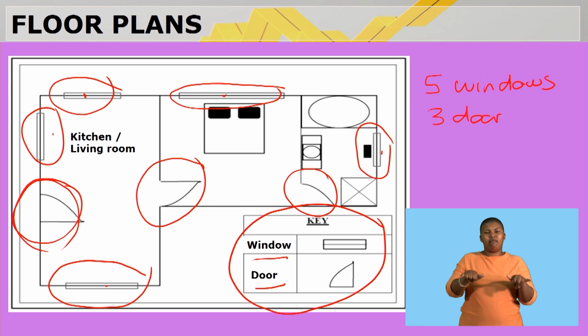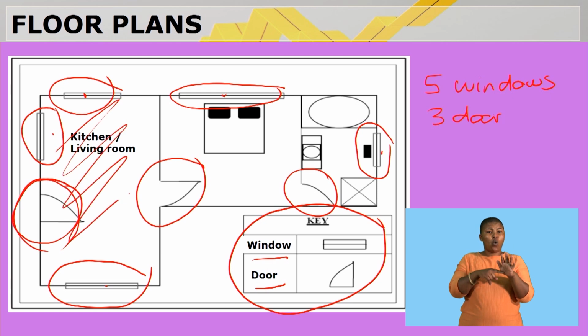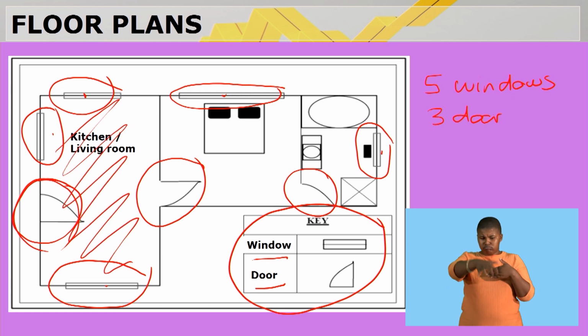And then what is this floor plan showing us? It is showing an open plan kitchen and living room, 1 bedroom, and then this is an ensuite bathroom. How do we know that? We know that because the bathroom is connected to this specific bedroom.